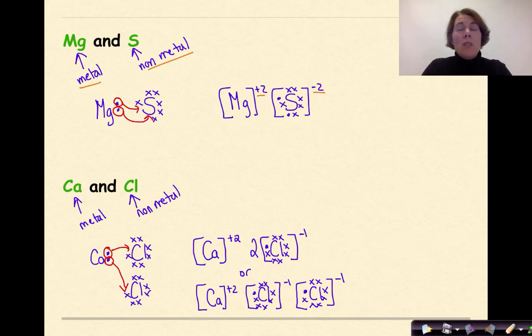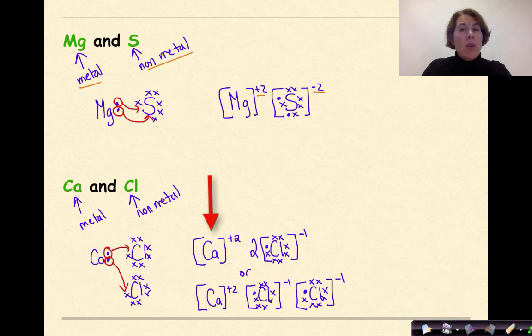So as a result, and you can do this, you bring in 2 chlorine atoms. So one of the valence electrons from calcium goes to one chlorine, the other valence electron goes to the other chlorine. As a result, there's 2 different ways that you could represent this ionic bond. You could do the symbol for calcium. Remember, no more electrons around that calcium. It lost its 2 valence electrons.